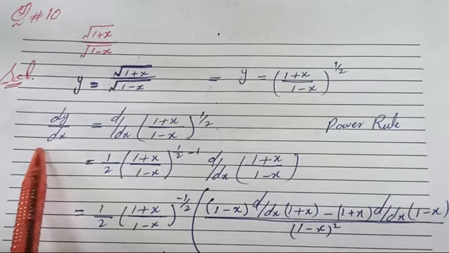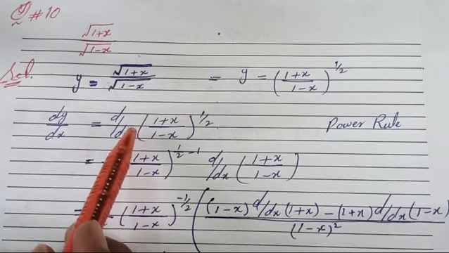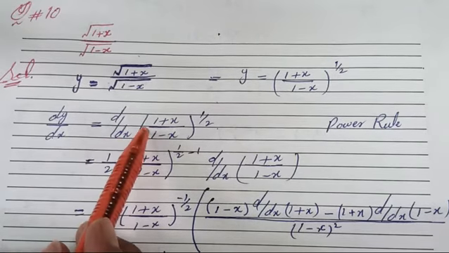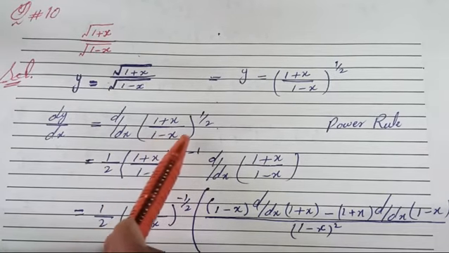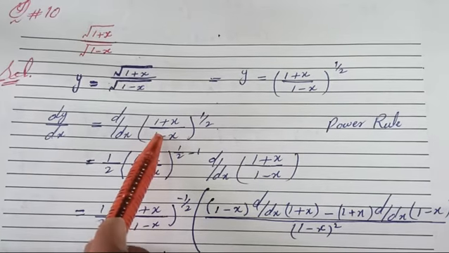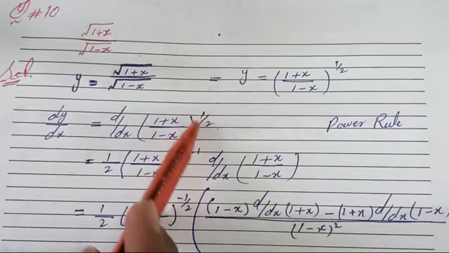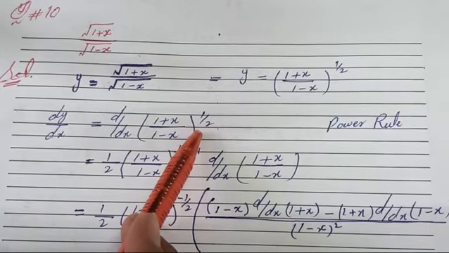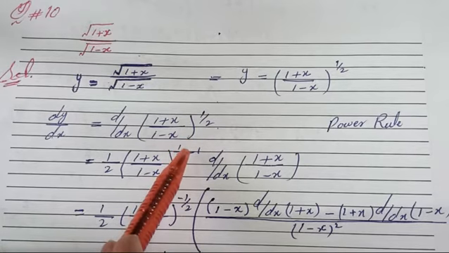So now take the derivative of both sides. dy over dx is equal to d over dx of the given statement, that is (1 plus x over 1 minus x) whole power 1 by 2. Now you can easily observe from this question that it can be solved by using the power rule, as the power is available here. So by using the power rule, what is the power rule? n times the base to the power n minus 1 into the derivative of x with respect to itself.